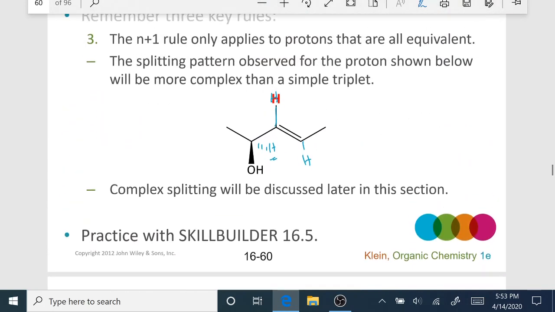So what happens here is this hydrogen, if you call this HA, is going to be split into a doublet by HB, okay? And it's going to be split into a doublet by HC.